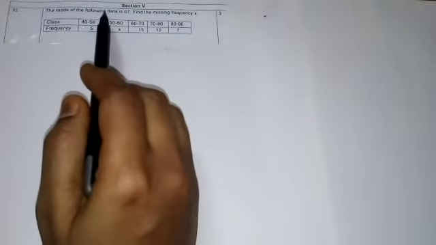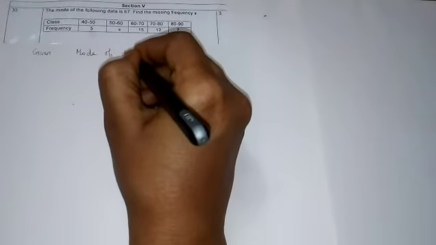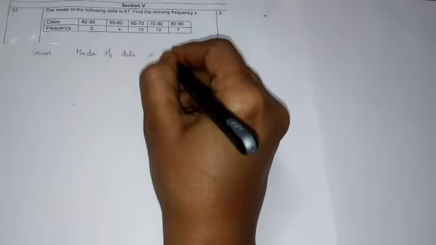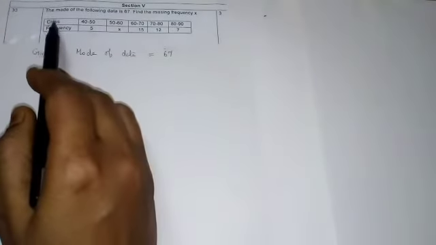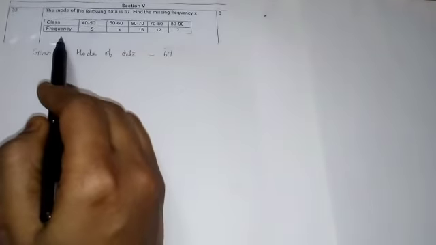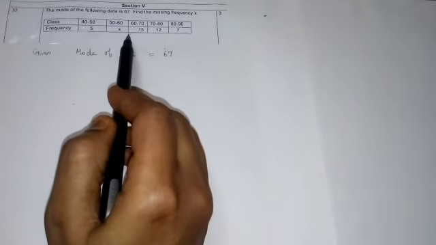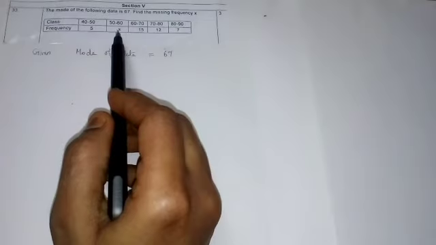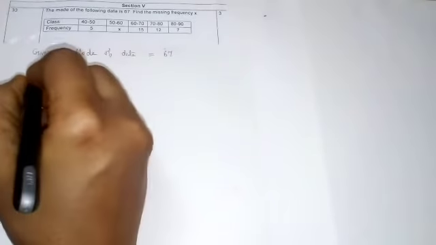So here what is given is the mode of the data, which is 67. Class and frequency are given, and here we are having x. We need to find out the x value. This is the question: find the missing frequency. To find this missing frequency, first we must know the formula of mode.